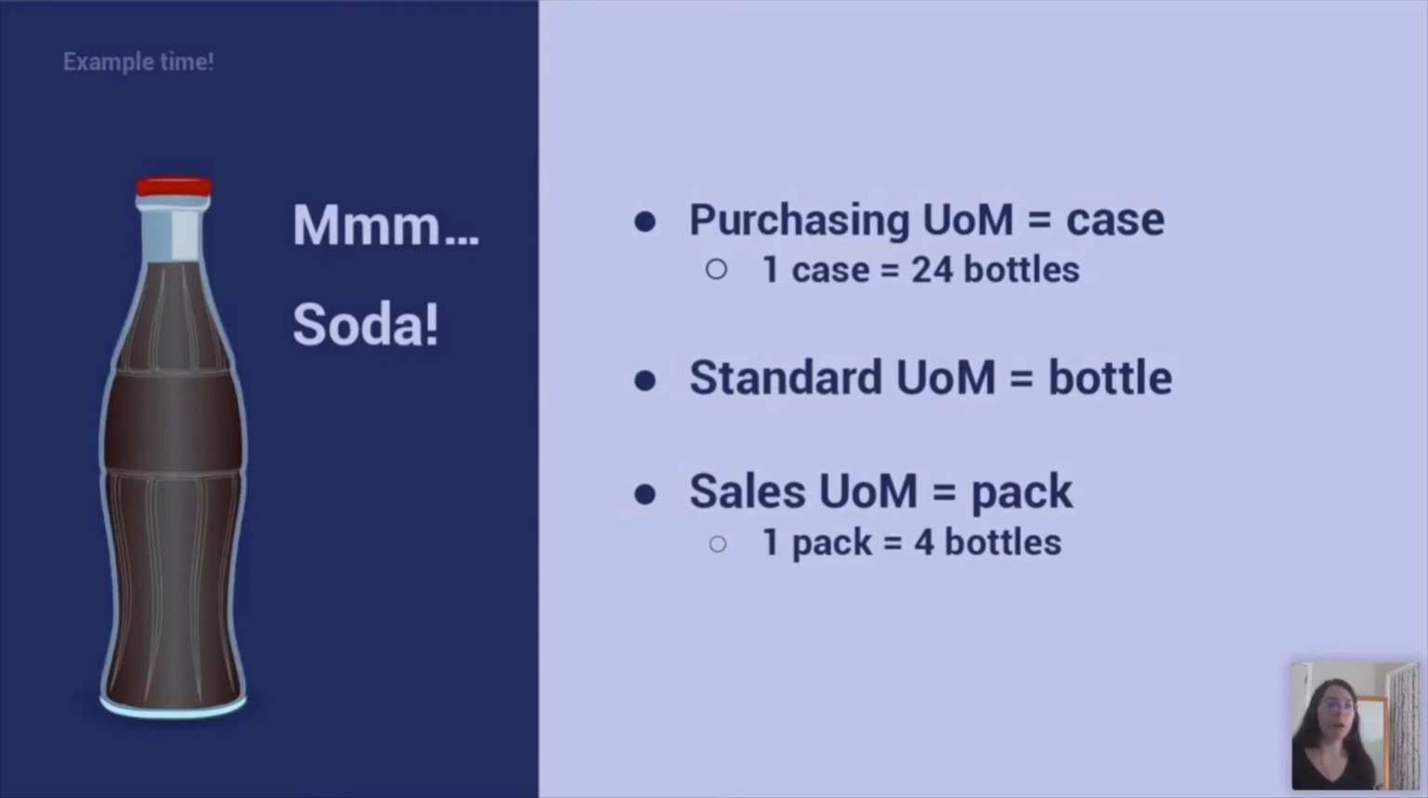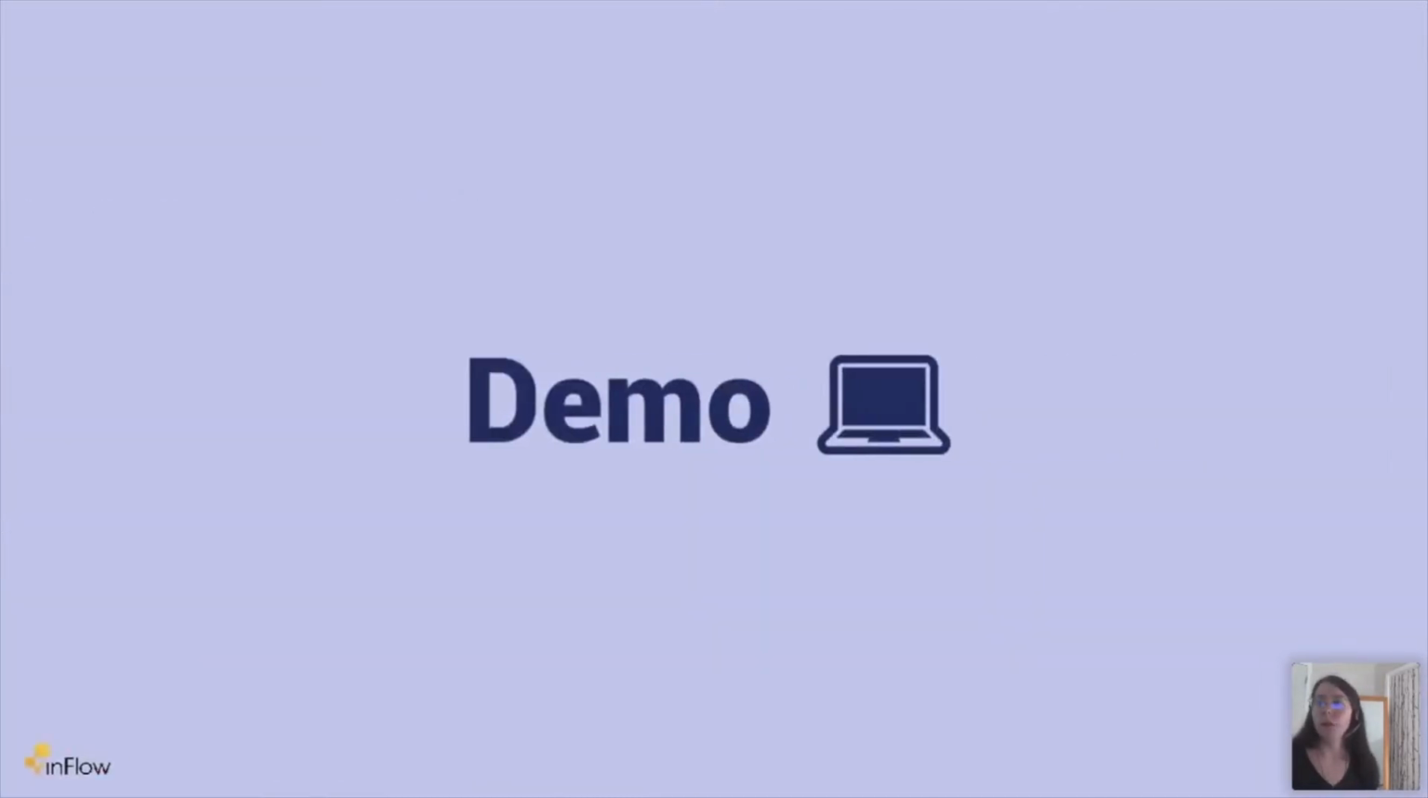So we're going to go through how to set this up in inFlow so that when you are creating purchase orders or sales orders, inFlow is using the correct unit of measure and is also converting the cost and the retail price for the unit of measure selected. So let's go ahead and do that right now.